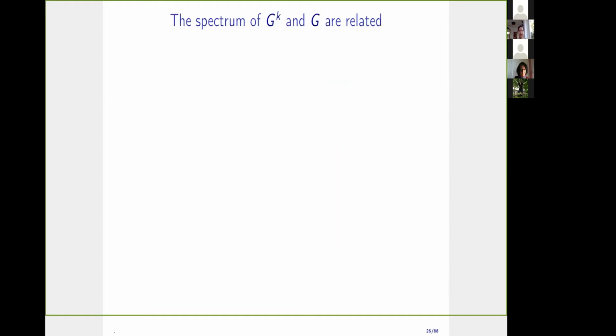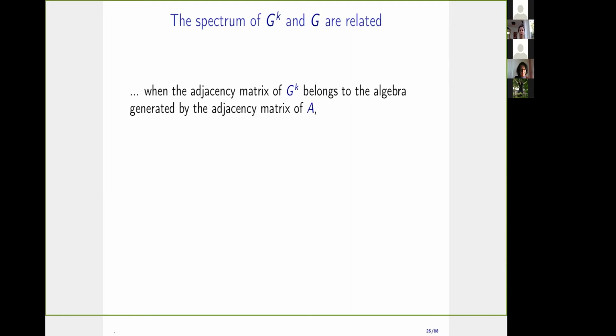So the first situation I would like to study is when the spectrum of the power graph and the spectrum of the original graph are related. In this case, we know that it happens only when the adjacency matrix of the graph power belongs to the algebra generated by the adjacency matrix A of the original graph. That is, or equivalently, there is a polynomial such that this equality holds, right?